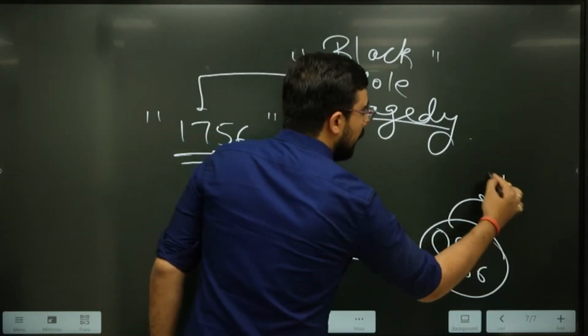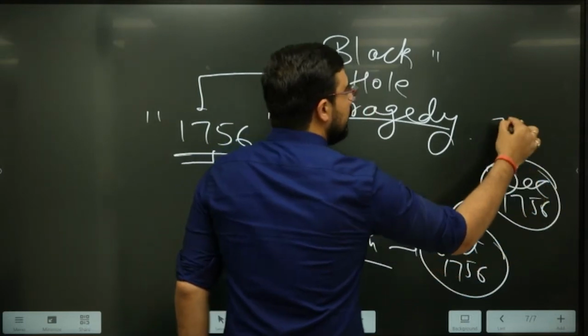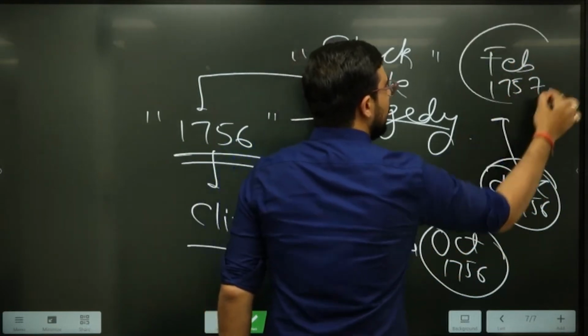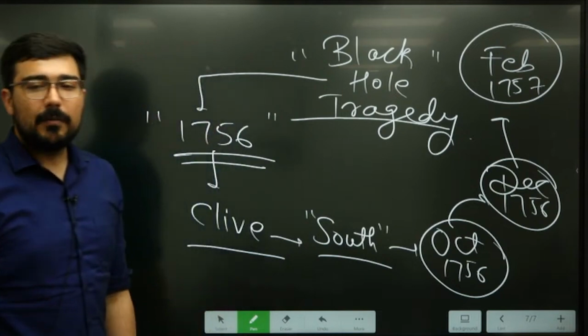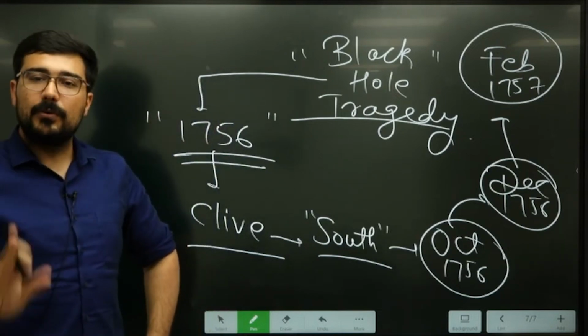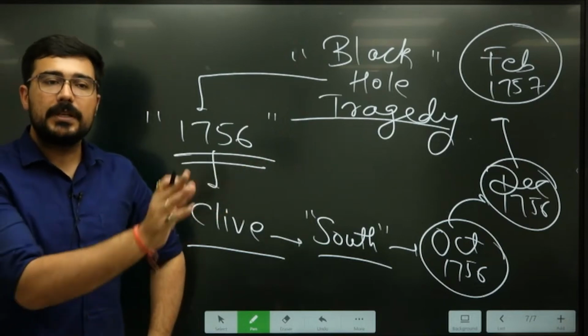arrived by December, signed a treaty with the Nawab 1757 in Feb. यार नवाब ने कहा चलो गलती हो गई, काम करते हैं, whatever privileges you were having वो आपकी हो गई. This is known as Treaty of Alinagar. This was signed in Feb 1757.